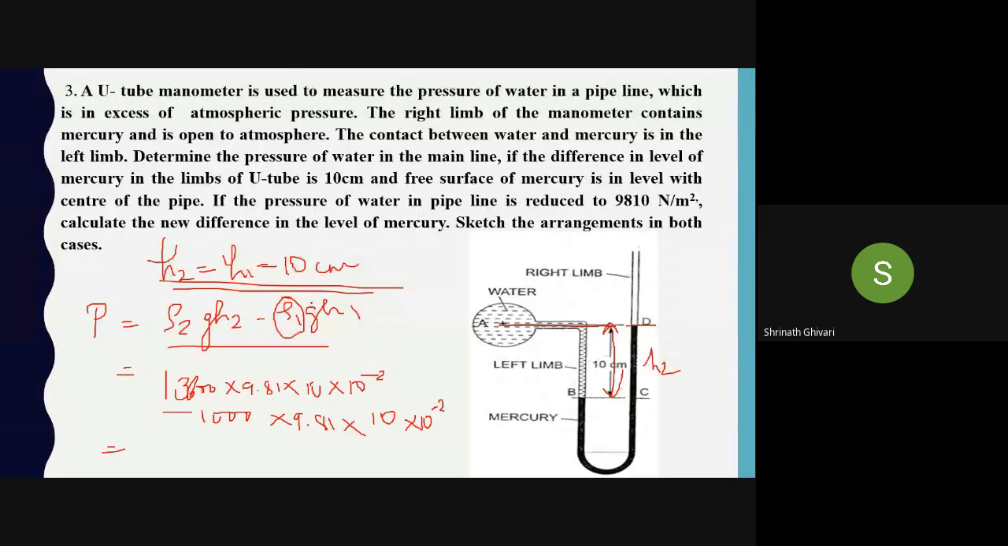If you have not understood, I'll read it. 13,600 into 9.81 into 10 into 10 raised to minus 2 minus 1000 into 9.81 into 10 into 10 raised to minus 2. What is the answer? Any one of you?